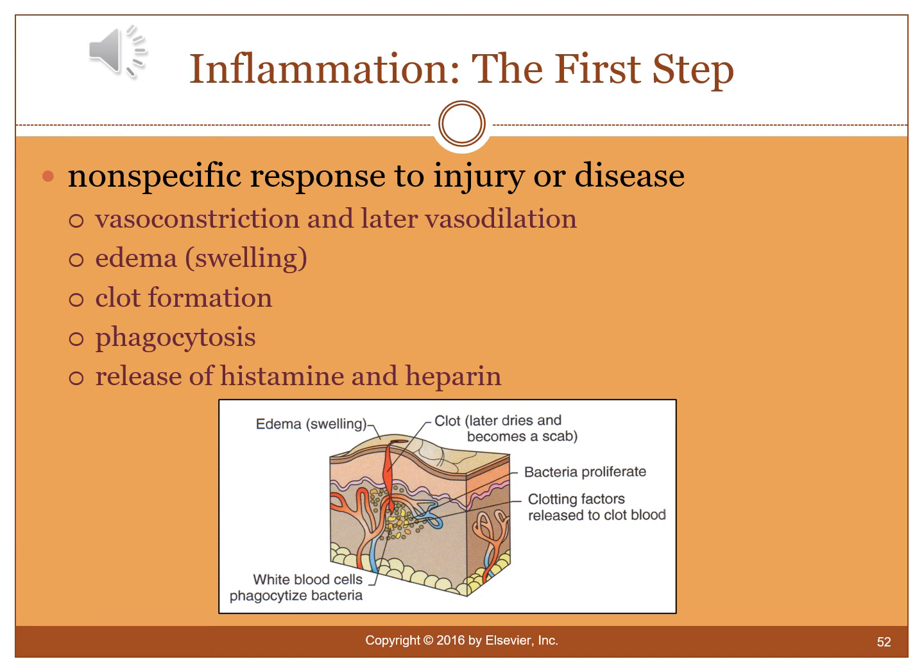Inflammation, the first step in tissue healing, and tissue healing and repair is something you should definitely know. So the first step to response of injury or disease processes is vasoconstriction, so the constriction of blood vessels, and later vasodilation, so the opening up of blood vessels, edema or swelling, clot formation, phagocytosis by the white blood cells, and release of histamine and heparin.